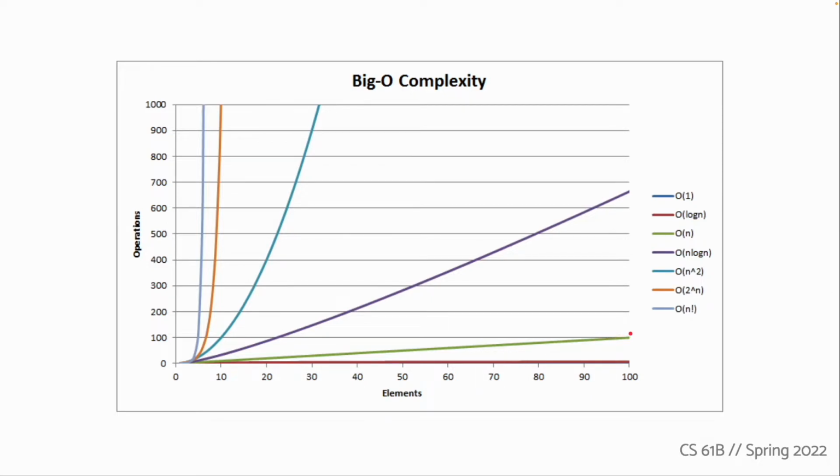Then we have linear runtime, which is this green line. We have this purple line, which is n log n. We have this teal line, which is n squared. This orange line, which is 2 to the n, which is exponential. And then we have this light blue line, which is n factorial.